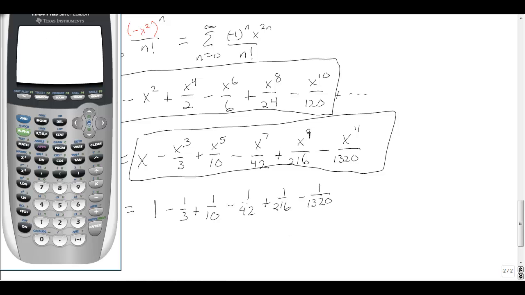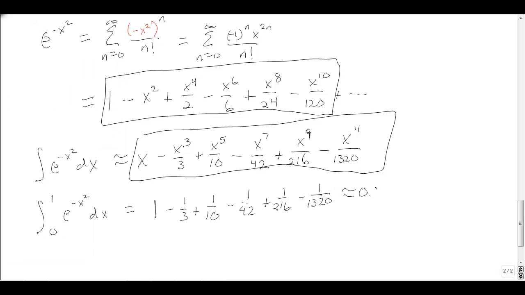So let's do this here. Let's do 1 minus 1/3 plus 1/10 minus 1/42 plus 1 over 216. And I'm going to add in the next term as well, to give me an even better approximation. So what I get is about 0.7467. That looks like my answer.